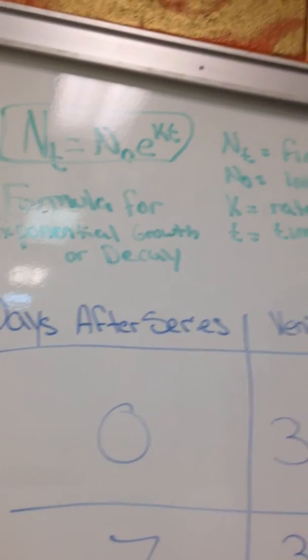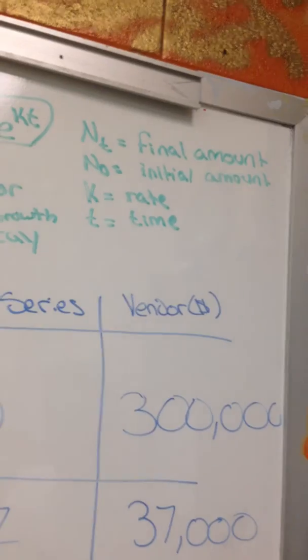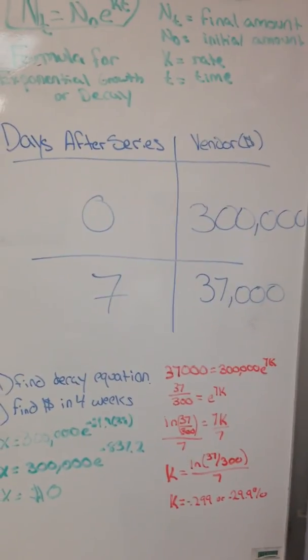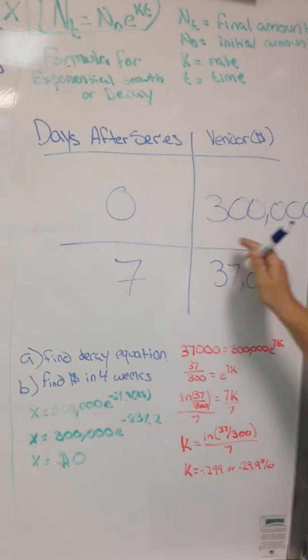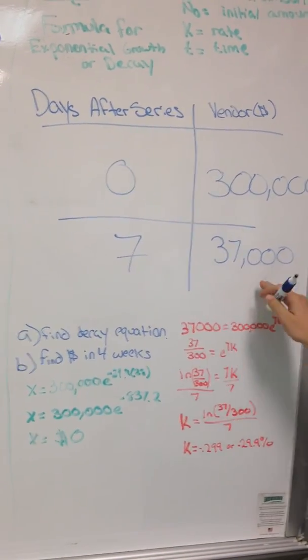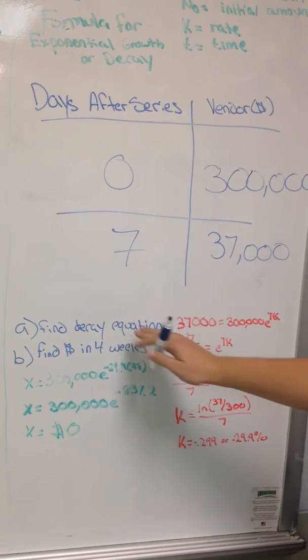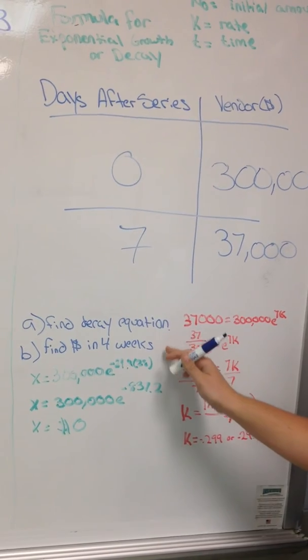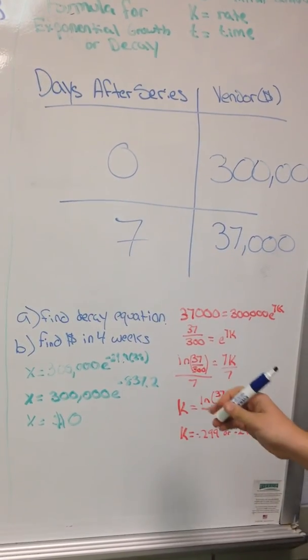So we're going to start with a word problem, and it's after the end of the World Series. It's saying with vendors selling their merchandise, on the last day of the World Series, they made $300,000. And 7 days after the World Series ended, they only made $37,000. So the first part of this problem is to find the decay equation. And the second part is to find how much money they make 4 weeks after the series ended.